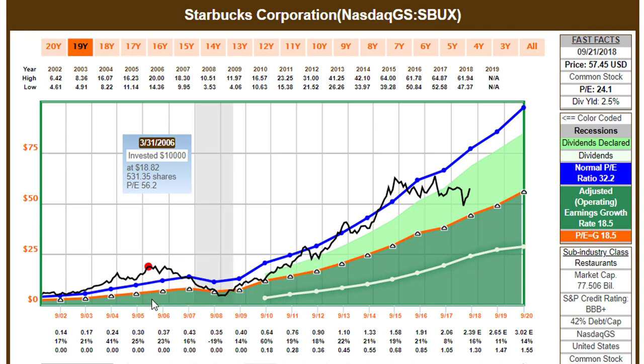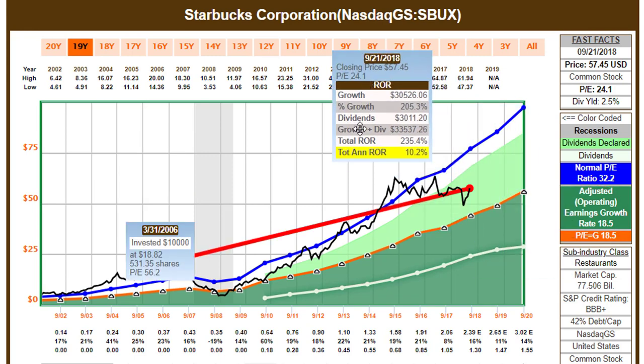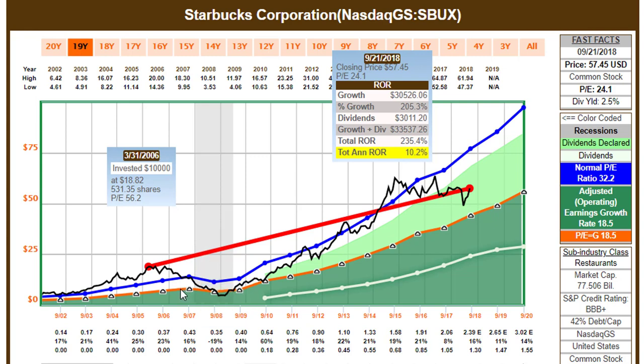You really can't overpay for a company that's growing as fast as Starbucks did over this time frame. The average growth rate was 18.5%. So if I price this through yesterday's closing price, you could see that a $10,000 investment would have generated $3,000+ of dividends. It would have turned your $10,000 into $33,000 of growth for an average of 235% total return, or a 10.2% annualized. So time in the market actually overcame being stupid enough to pay a ridiculous valuation for even a great company like Starbucks.